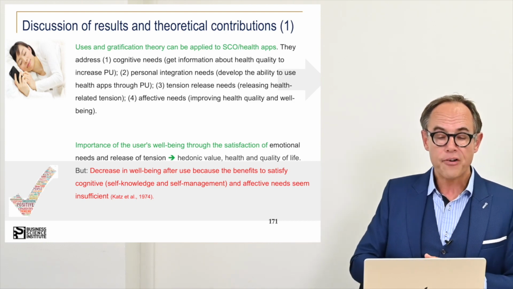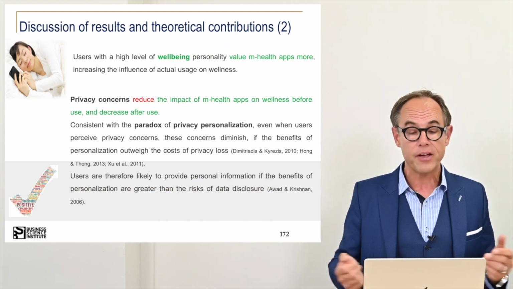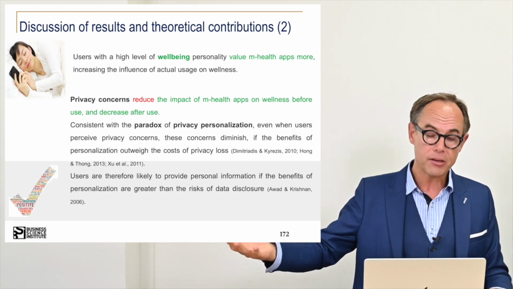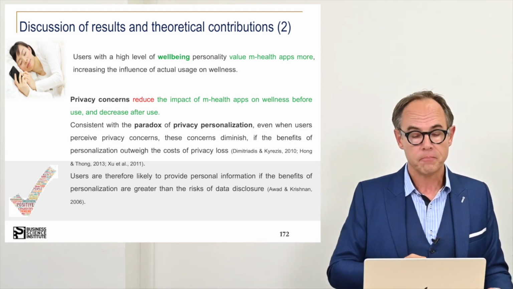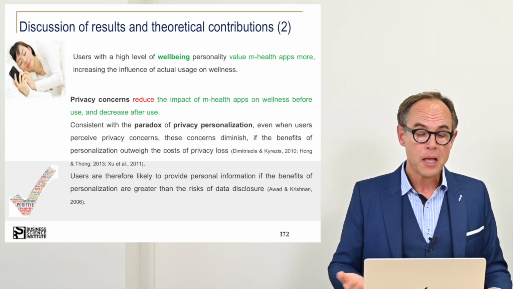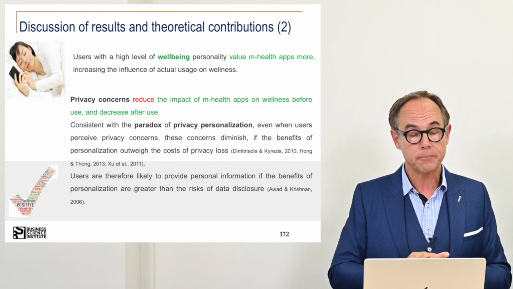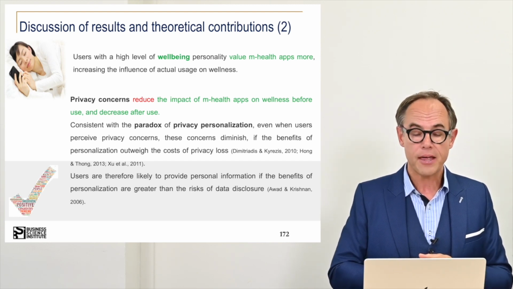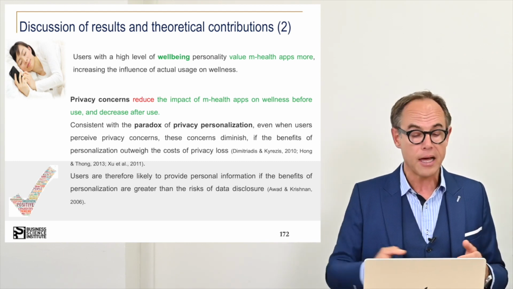We emphasize the importance of well-being personality as a segmentation variable, because the more people are open to well-being personalities, the more there should be an impact on actual usage. And we emphasize the importance of privacy calculus theory and privacy concerns, which reduce the impact of mHealth apps on well-being before use, and it even decreases after use.